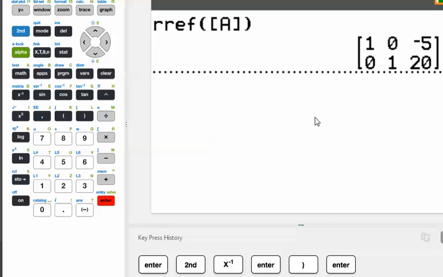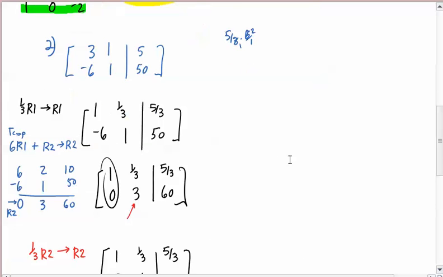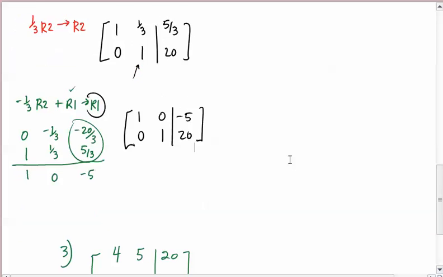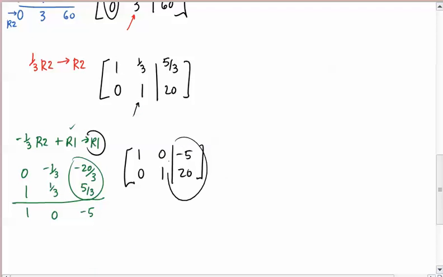Get back. Isn't that what we just got? -5 and 20? I hope so. Let's look. Look what we did. We got it. Okay, so we have the -5 and the 20. There it is right there. So we have x is negative 5, and we have y is 20.